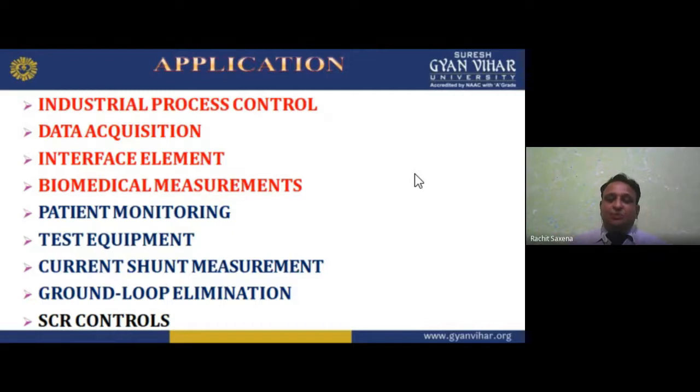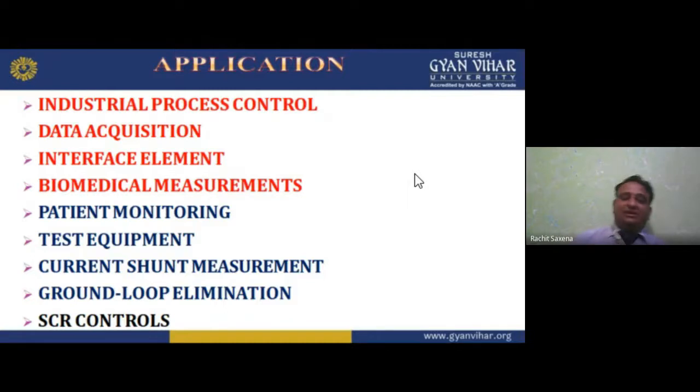This is industrial process control. Data acquisition system. In data acquisition, basically we use nowadays in power system, or if I'm talking about electrical engineering, we are using SCADA, supervisory control and data acquisition. Okay, so in that data acquisition, we can collect the data information in an accurate form. So it helps in that case.